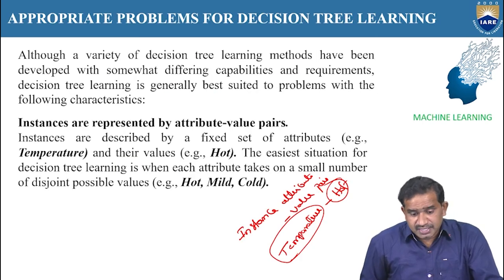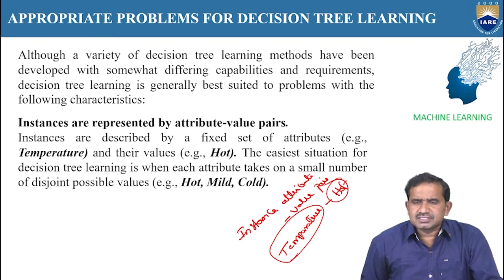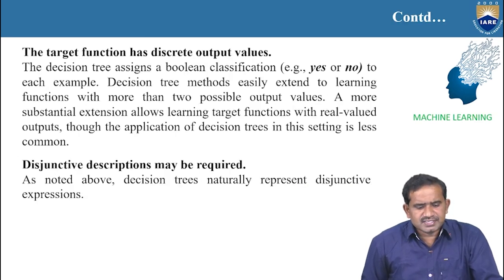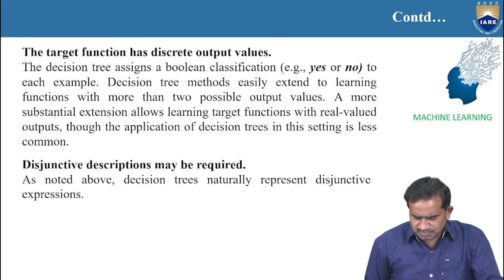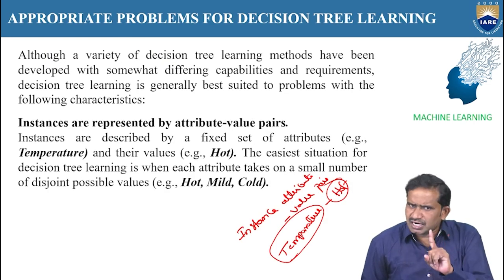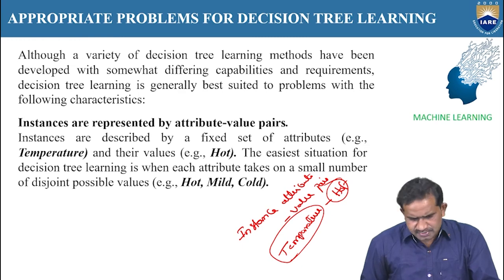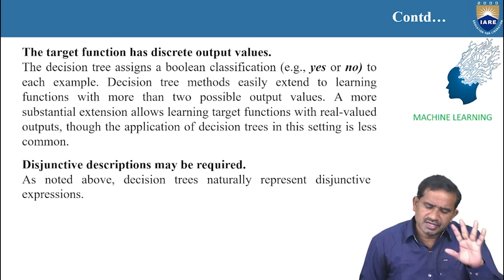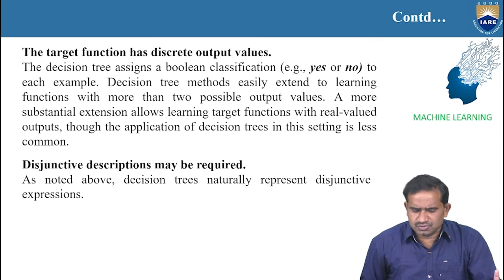Now we go through some characteristics of the decision tree learning algorithm. First, instances are described by attribute and value pairs. Second, the target function has discrete output values. This means there are attributes with their attribute values, as well as discrete output values. The target function corresponds to the leaf nodes, which have discrete values, for example either yes or no.